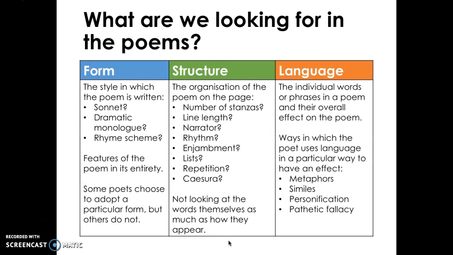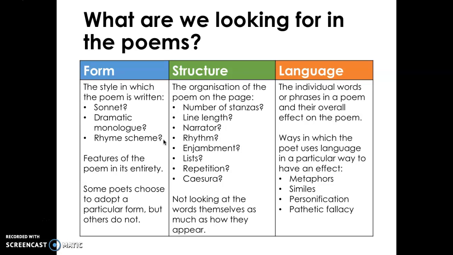So what are we going to be looking for in the poems? With each poem, there are 3 things we need to consider. We need to consider firstly the form of the poem, and this is the style in which the poem is written. Is it a sonnet? Is it a dramatic monologue? How does the rhyme scheme contribute to what the form of the poem might be?